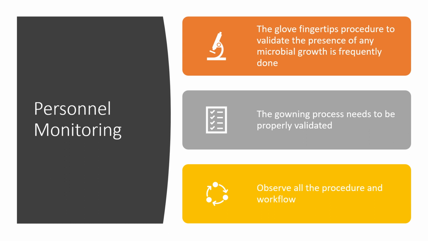healthcare products and procedures. In conclusion, personnel monitoring is a crucial component of maintaining cleanliness and sterility in pharmaceutical and healthcare settings. By implementing procedures such as glove fingertips, validating the gowning process, and observing all procedures and workflows, facilities can ensure that personnel adhere to strict cleanliness protocols and minimize the risk of contamination. Through continuous monitoring and adherence to established guidelines, facilities can uphold the highest standards of product quality and safety.